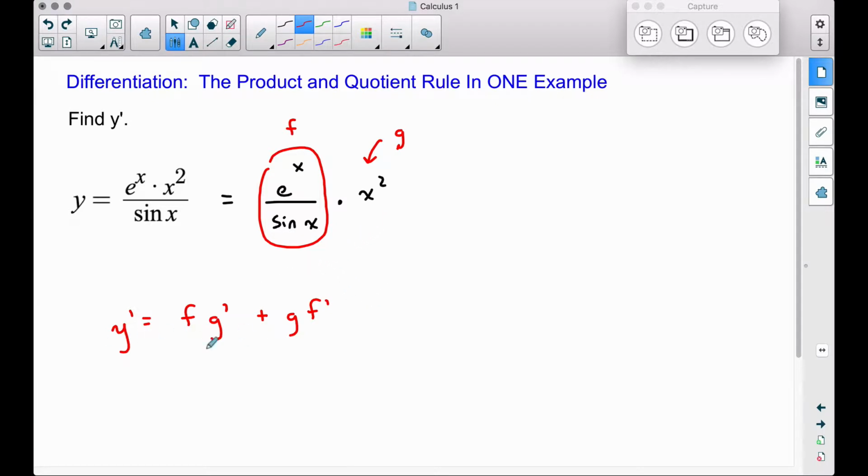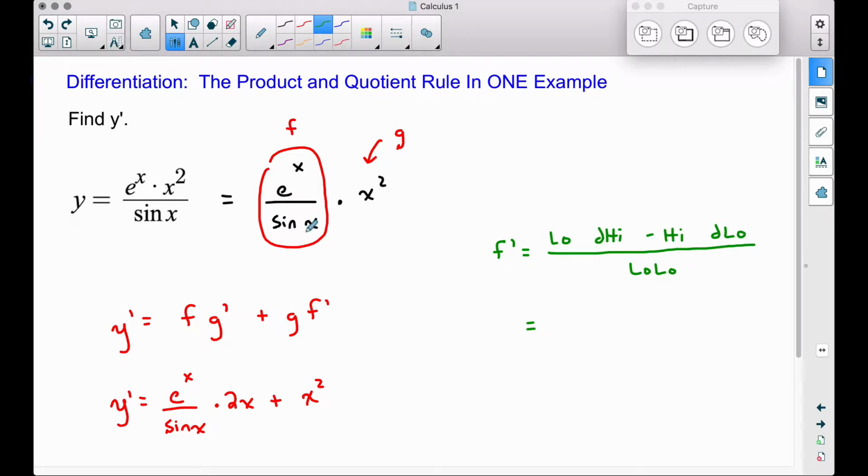Notice here, if we start working this out now, we have y prime is equal to f. We just take f and leave it alone. So we have e to the x over sine of x times g prime, so the derivative of this g is going to be 2x, plus g, now we leave the g function alone, that's x squared, and then we multiply by f prime. So we have to find the derivative of this. So I'm just going to come over here to the side and write f prime is equal to, because that's the part that we are on in our product rule.